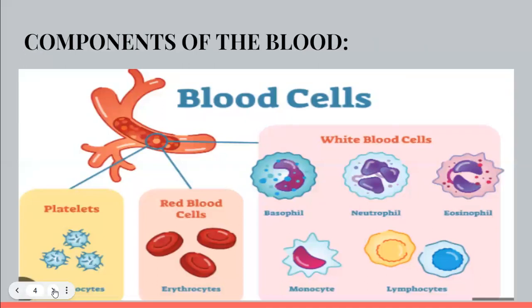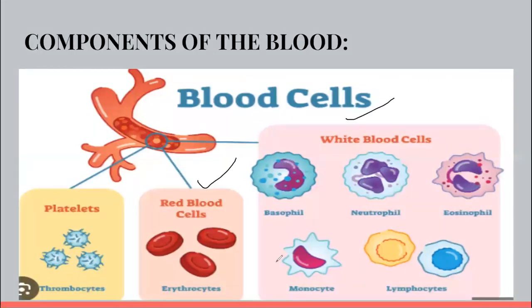Now let's see what the different components of our blood are. The different components of our blood you can see here: the red blood cells, the white blood cells. There are various types of white blood cells. And the platelets.